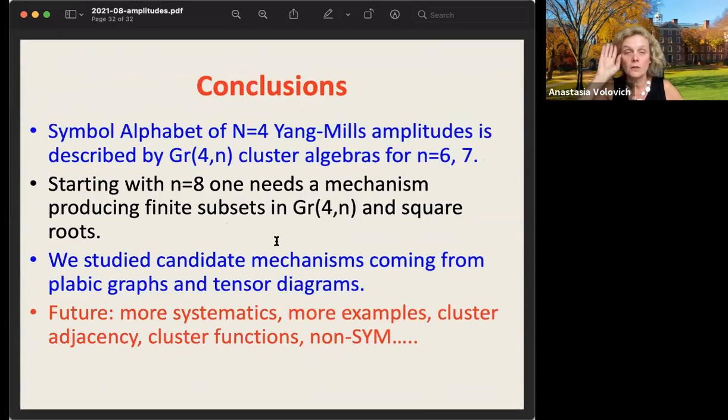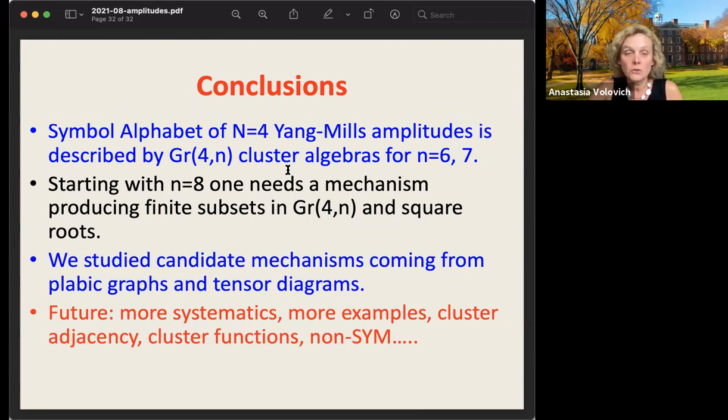So now I conclude, a summary. It has been known for a decade that the symbol alphabet for N=4 Yang-Mills amplitudes is described by cluster algebras for 6 and 7 points. And starting with 8 points, one needs a mechanism producing finite subsets of these cluster algebras, and also producing the square roots.